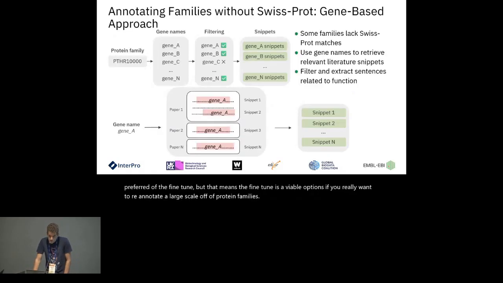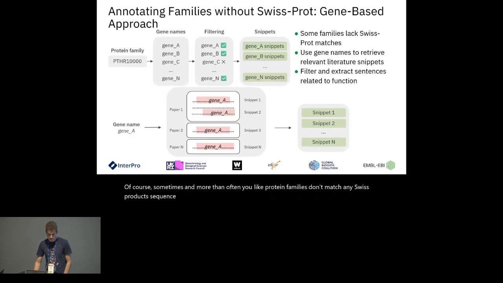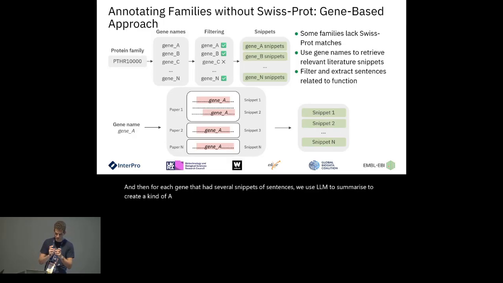Of course, sometimes, and more often than you would like, protein families don't match any Swiss-Prot sequence. So what do you do in this case? Well, what we try to do is use genes instead. We collected the genes that encode the proteins matched by a protein family, and we searched the open access literature. We extracted snippets or sentences that contain those genes. And then for each gene that had several snippets or sentences, we used an LLM to summarize, to create a unique description of this gene.